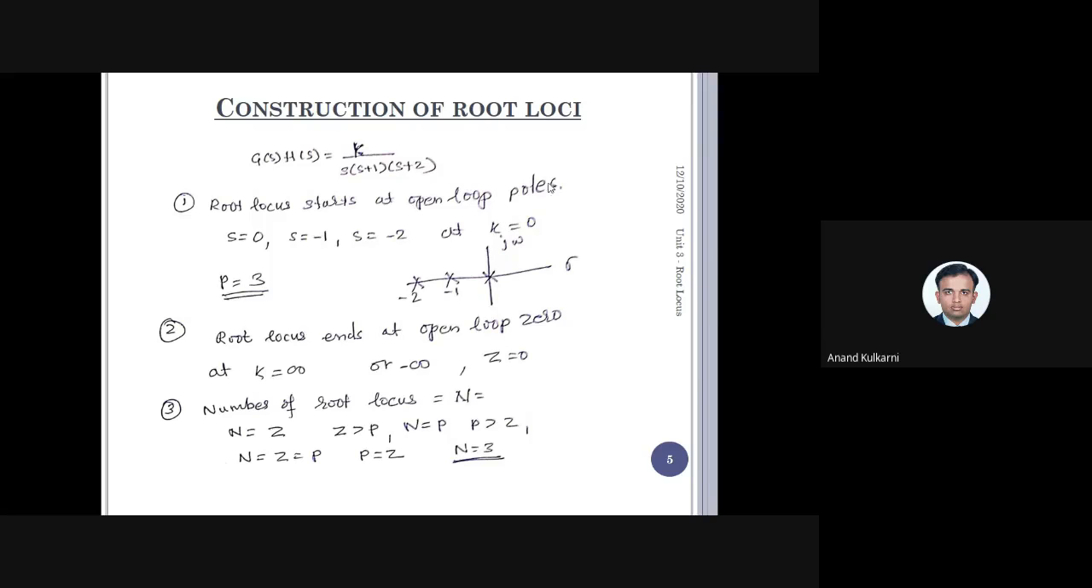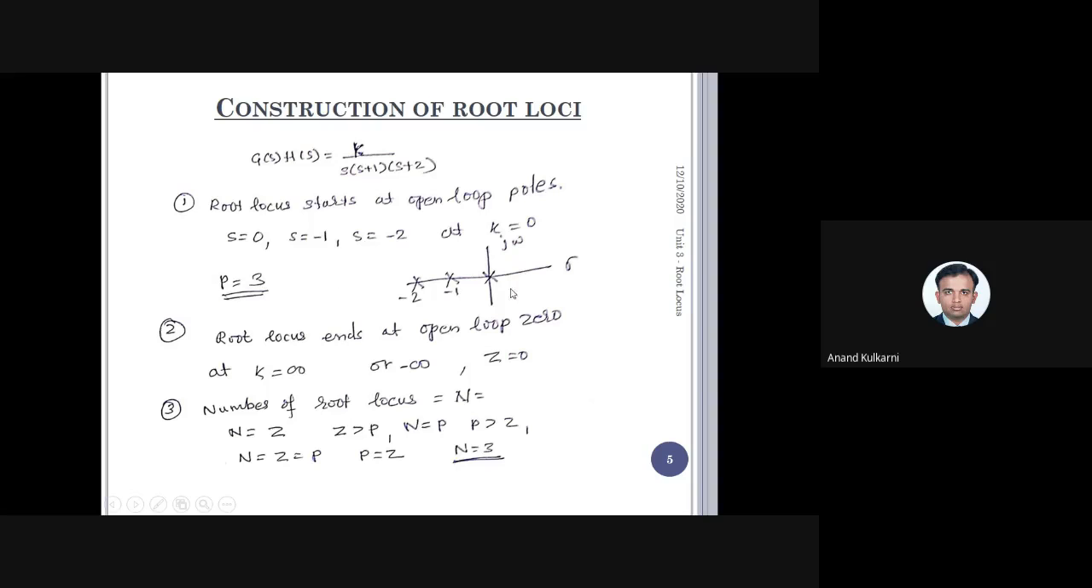So what are the open loop poles? In our problem here, there are 3 open loop poles. One at s equal to 0, one at s equal to minus 1. You put this bracket equal to 0: s plus 1 equal to 0 means s is equal to minus 1. Similarly, s plus 2 equal to 0 means s is equal to minus 2. So there are 3 poles: s equal to 0, minus 1, and minus 2. We represent the number of poles as capital P, which is 3.